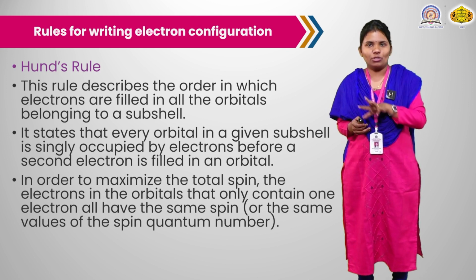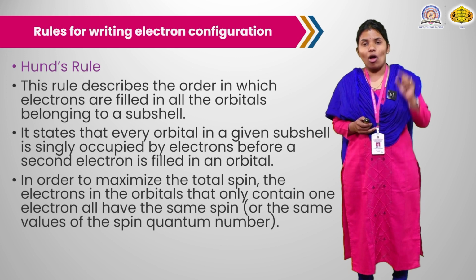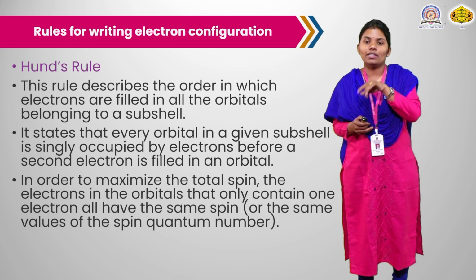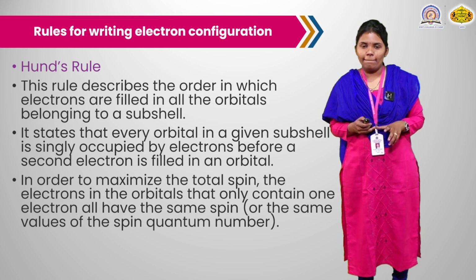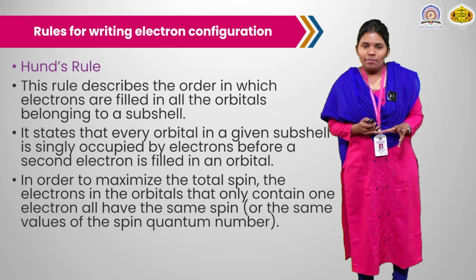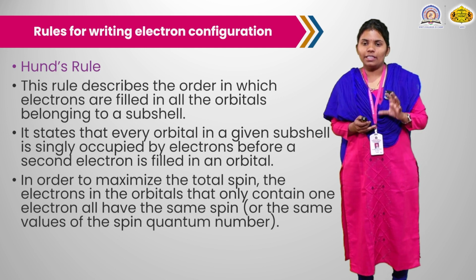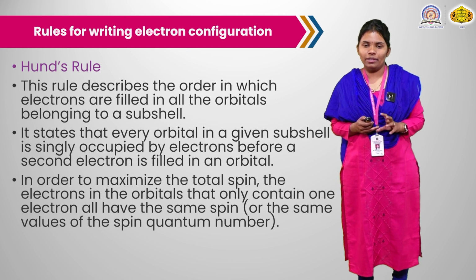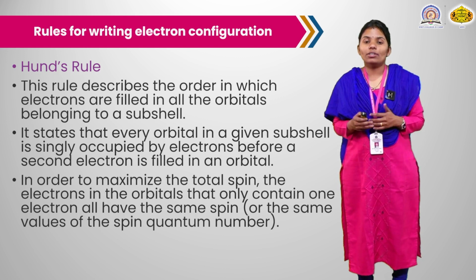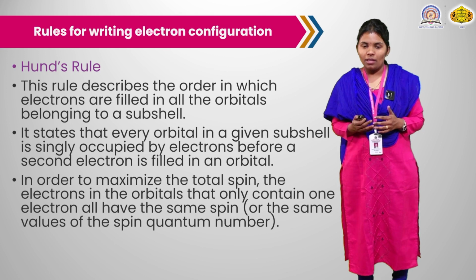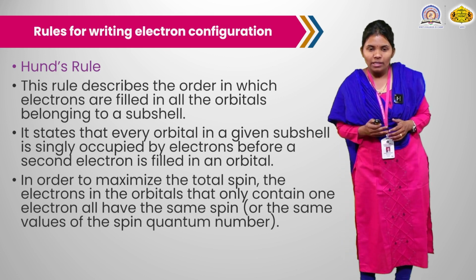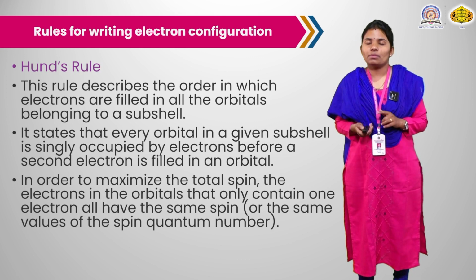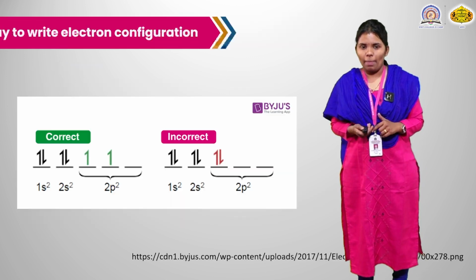In the p subshell, there are 3 orbitals. So firstly, the first electrons get filled in each orbital singly. After that, only the pairing is possible. It also states that, in order to maximize the total spin, the electrons in the orbitals that contain only one electron all have the same spin, or the same value of spin quantum number.